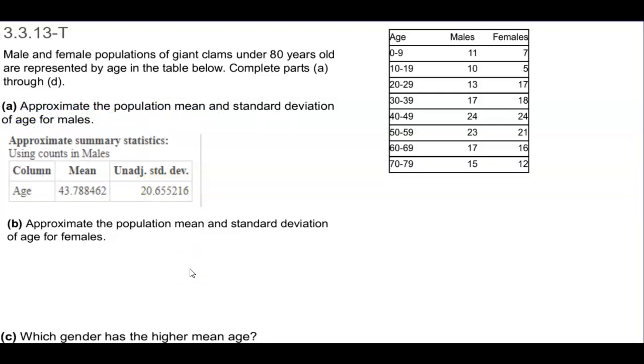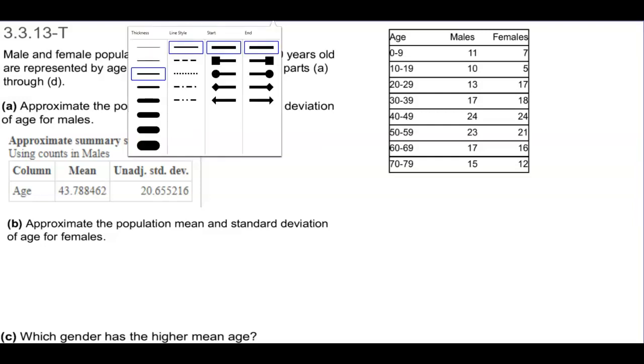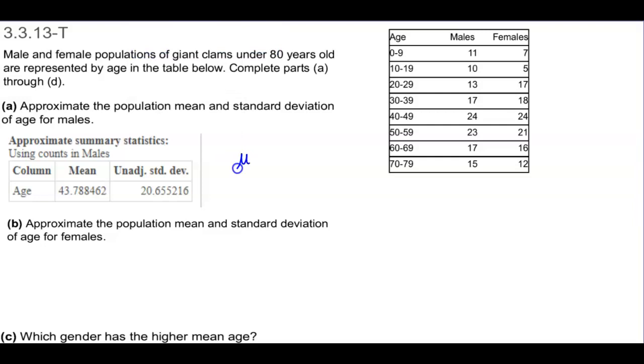Okay, so we can say here that the mean population for men is going to equal 43.7, or we'll say 43.8 since we'll round that to one decimal place. Okay, let's rewrite that. So for the men here, the mean is equal to 43.8. And then for the population standard deviation for men, we can round that to one decimal place. That'll be 20.7. Again, we got the mean from here, and then we have the population standard deviation.